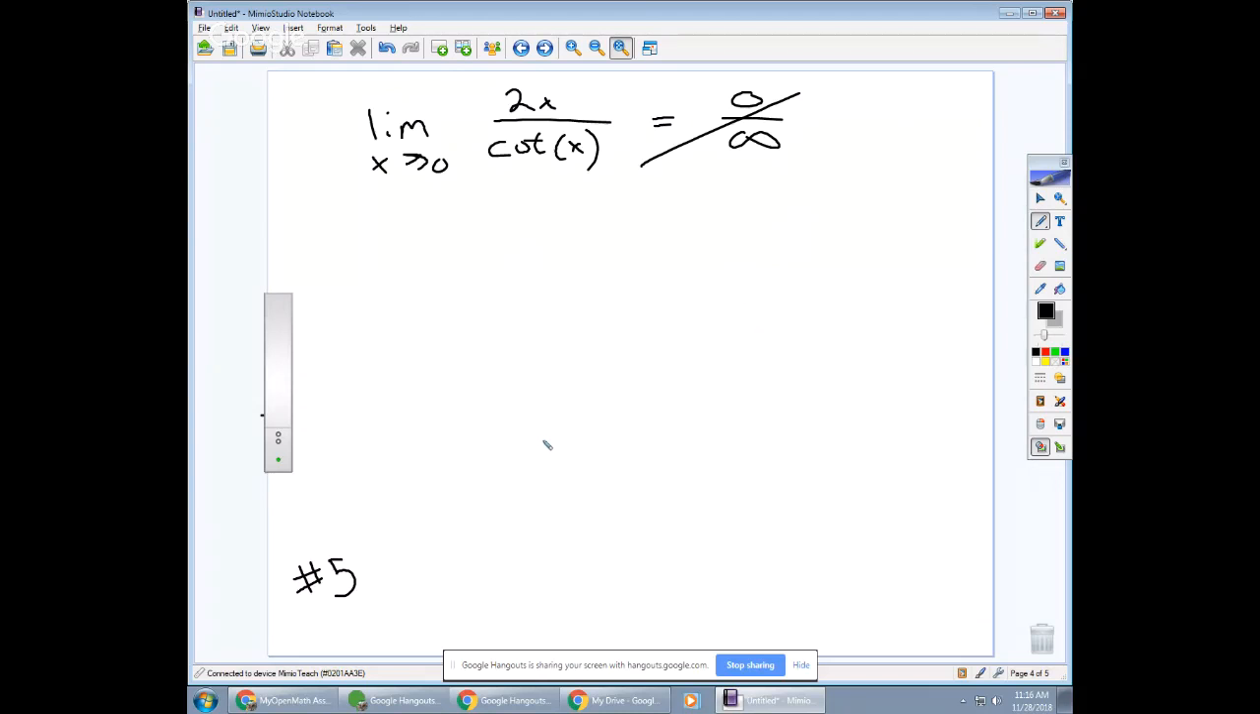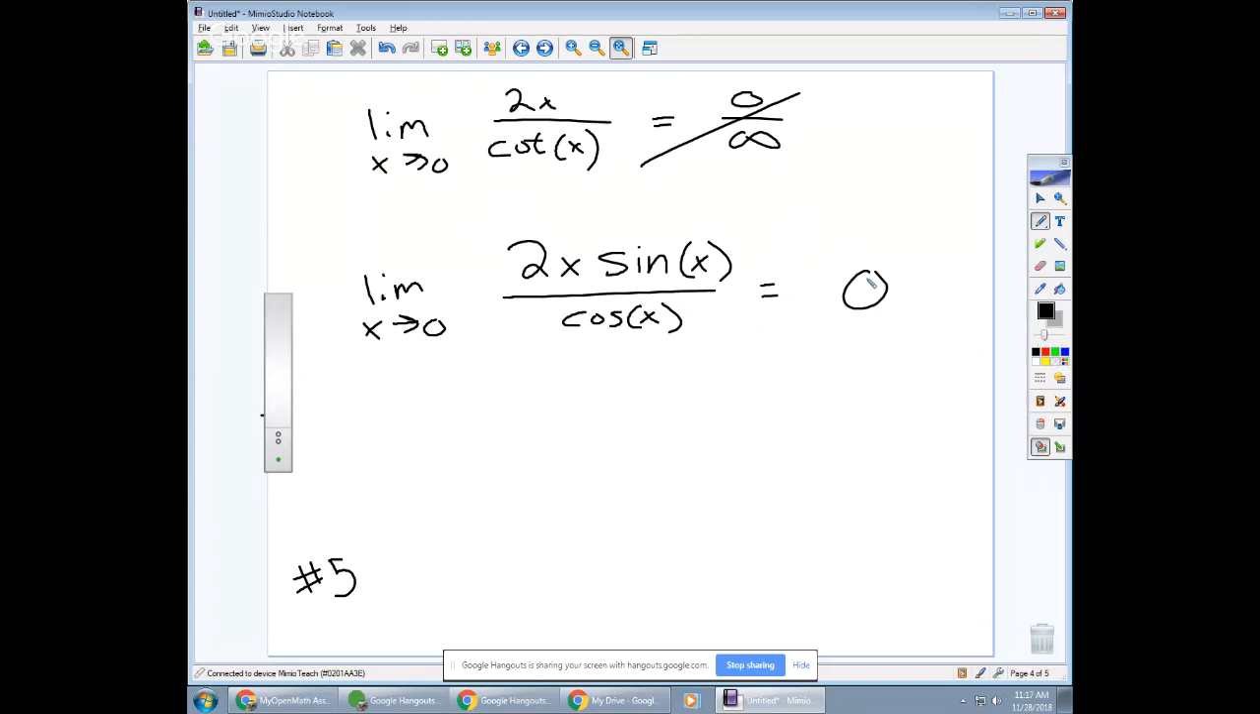So let's see, cotangent is what? Cosine over sine, but this is the reciprocal of that, so I would use sine over cosine. So this would be equivalent to 2x times the sine of x over the cosine of x. What do we get here? If we plug in 0, we get 0 on the top and 1 on the bottom, which is 0. And we don't need L'Hopital's rule. It's just algebra. Okay, cool. That was fun.